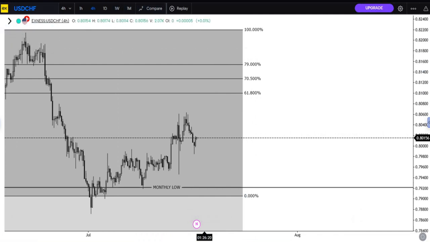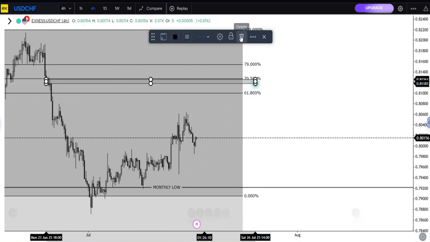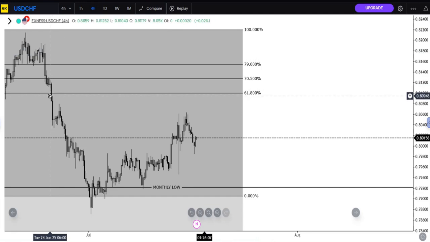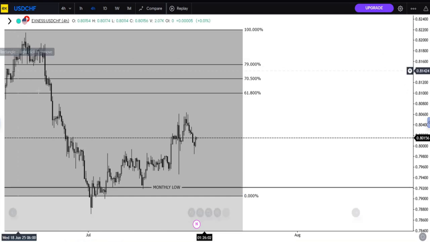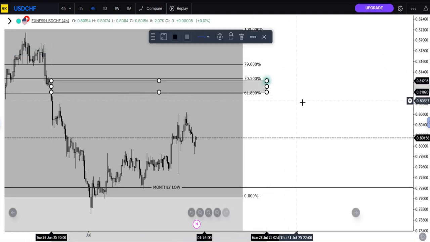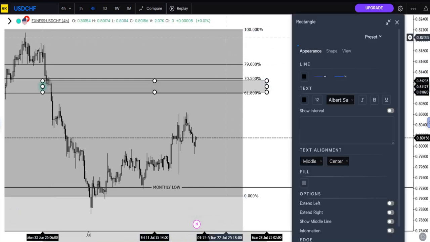I see an order block. I see an order block here. I see a fair value gap here. I see a second order block here. So let me just mark it this way. Yeah, let's mark it H4 order block plus OTE.